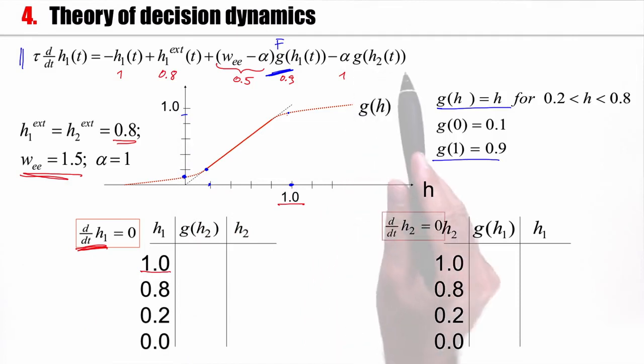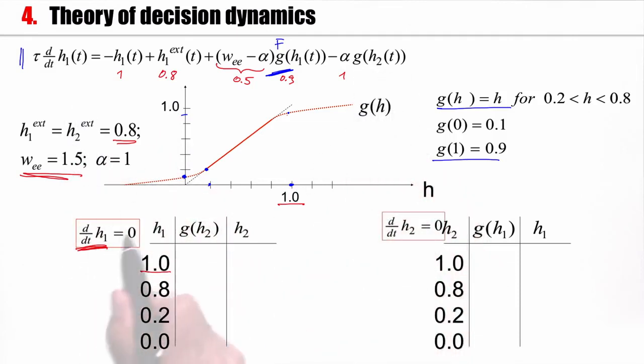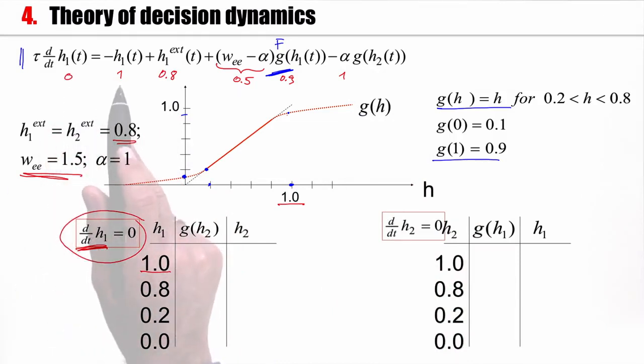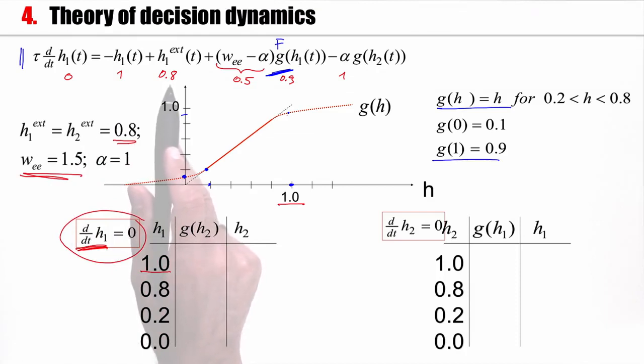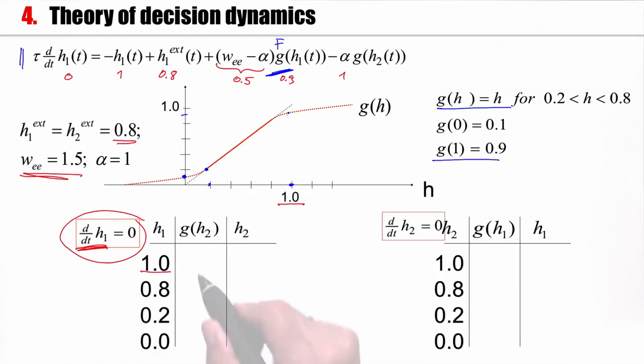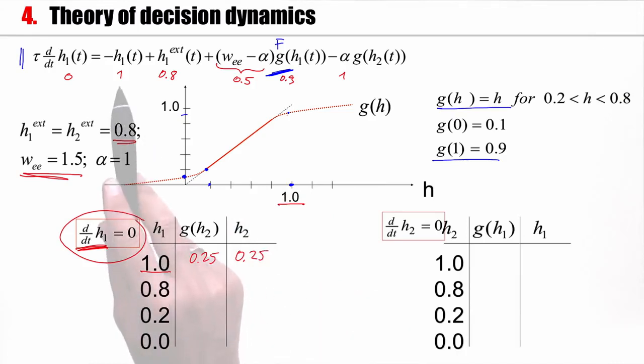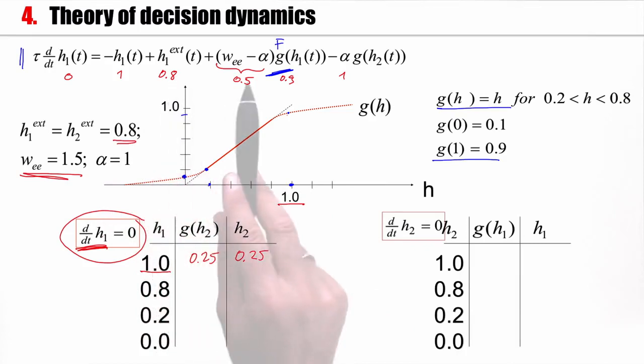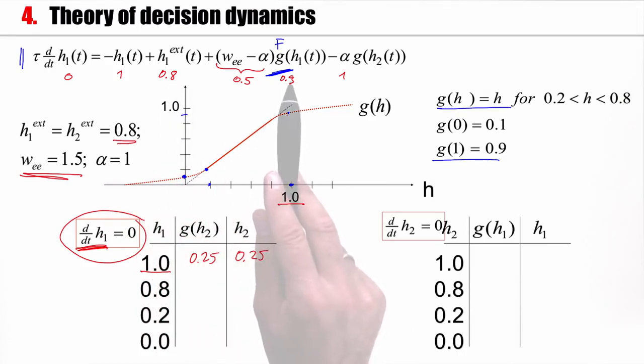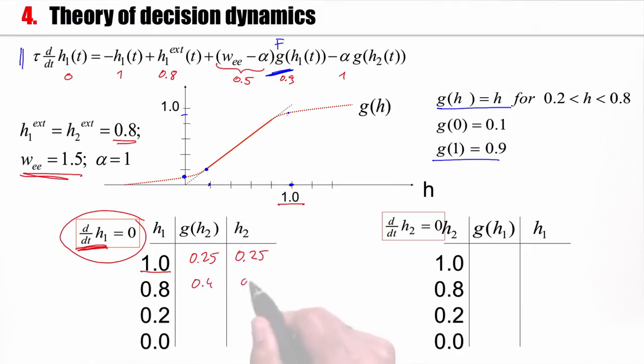So what would be the g of h2 in this case? So the left-hand side is, I look for left-hand side 0. You have minus 1 plus 0.8 makes minus 0.2 plus 0.45 gives a value of 0.25. I read out at 0.25. Similarly, if I plug in 0.8, I have minus 0.8 minus 0.8. I have 0.5 times 0.8. I would have a result of 0.4. And so you continue this way. And then you do the same thing for the other differential equation and fill in that table as well.